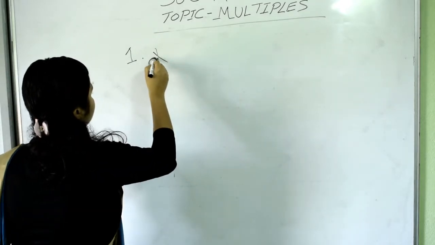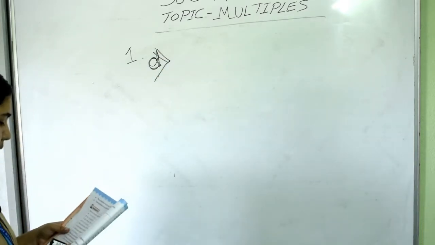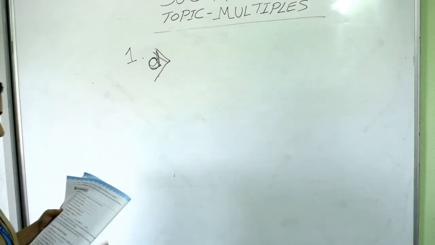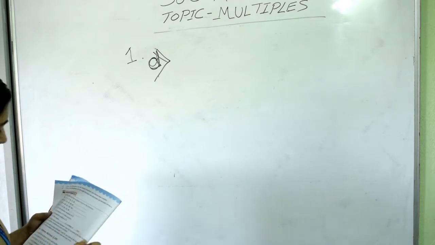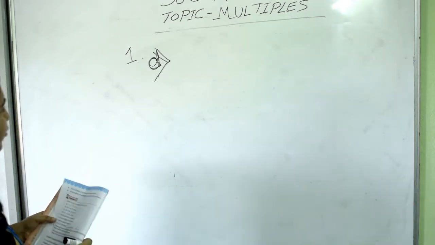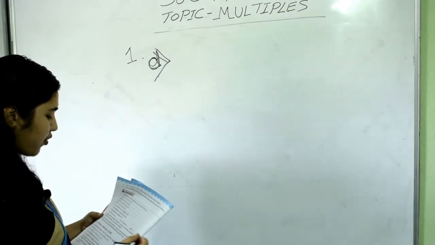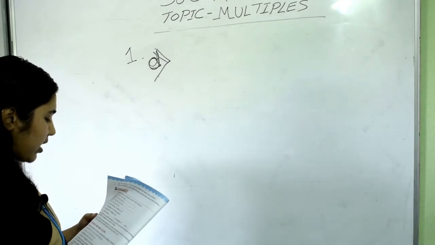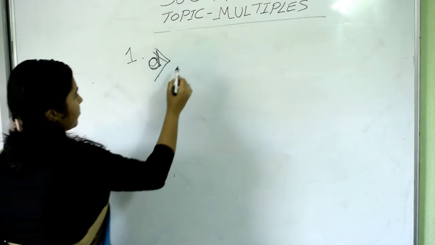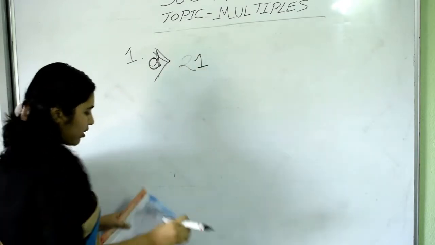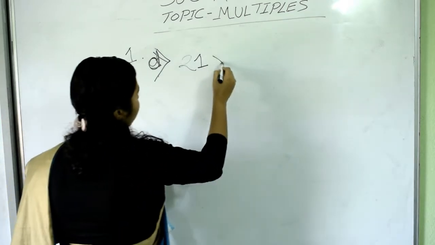Next, pick D. We have to write the multiples of 21 after 84. So 84 is the 4th multiple of 21, so again we have to start from the 5th multiple of 21. The first multiple of 21 is 21 itself. Next one is 42, then 63 and then 84. So we have to start from the 5th multiple of 21, and we have to write the next 5 multiples of 21. So start from 5.